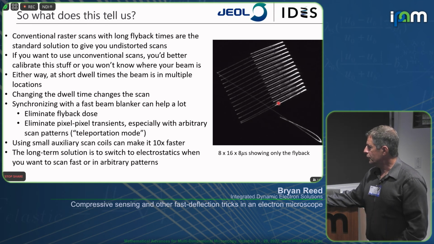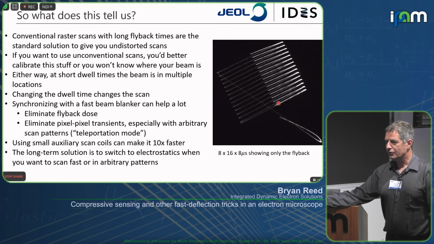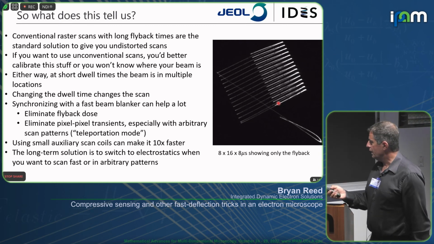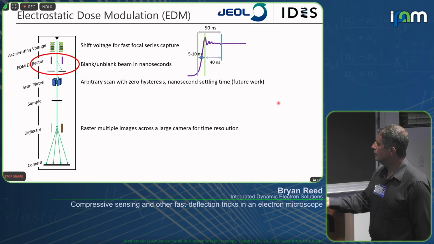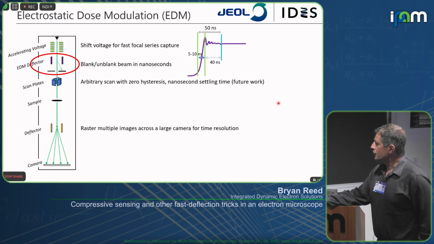And the long-term solution is to switch to electrostatics when you want to scan faster in arbitrary patterns, because those can just go instantly fast on the time scale of the kinds of experiments that you're usually going to do. All right, so now we're talking about electrostatic dose modulation. That's just what we call this fast beam blanker that we put between the accelerator and the first condenser lens.